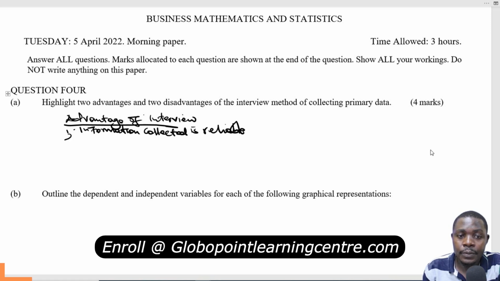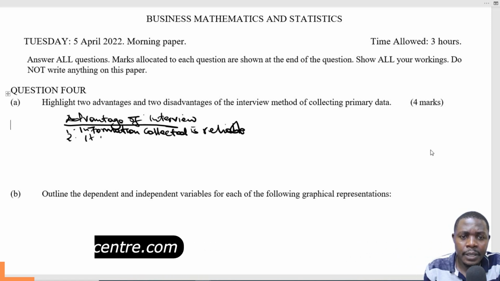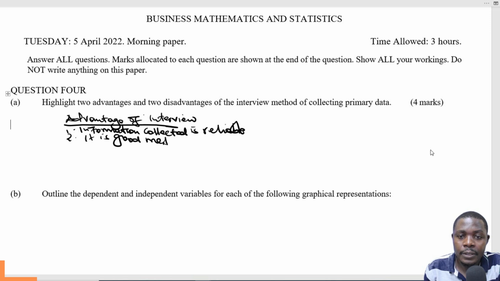Number 2, it is a good method for intensive investigation. You can use it when you have an intensive investigation.